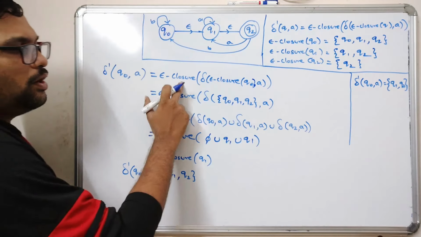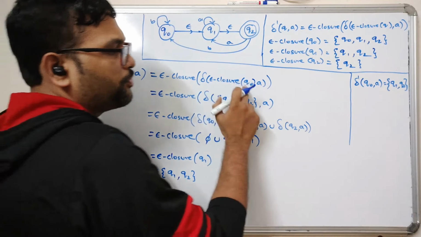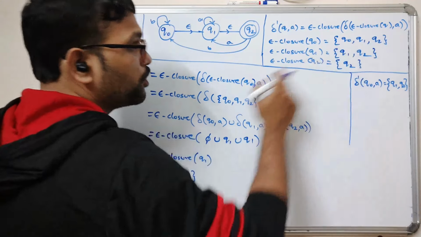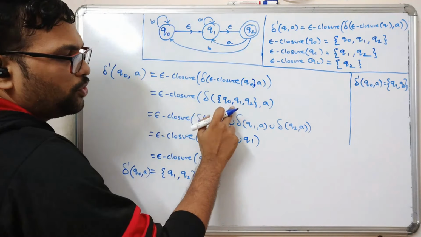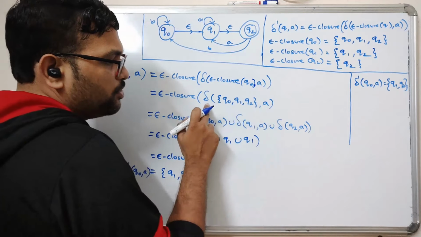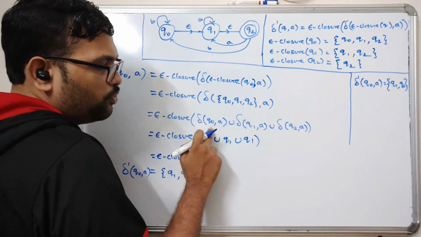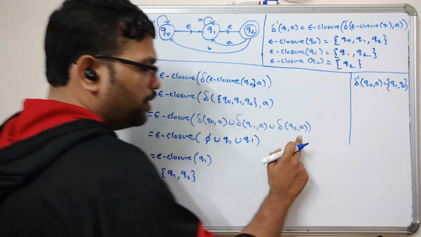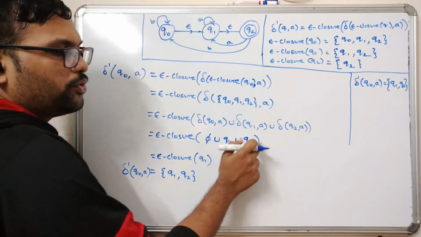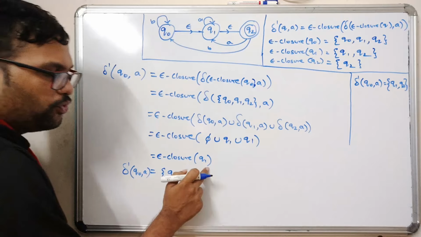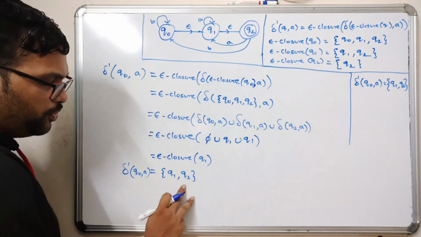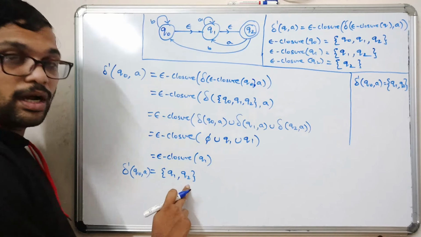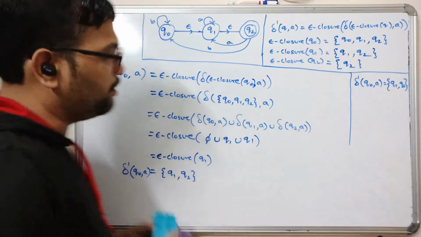So epsilon closure of delta of epsilon closure of q0 comma a. Epsilon closure of q0 is nothing but q0, q1, q2, on a. Expanding this delta: delta of q0 on a, union delta of q1 on a, union delta of q2 on a. So phi union q1 union q1. We get the epsilon closure of q1, which is nothing but q1 and q2. So delta dash of q0 on a is nothing but q1, q2. I have written it here itself.